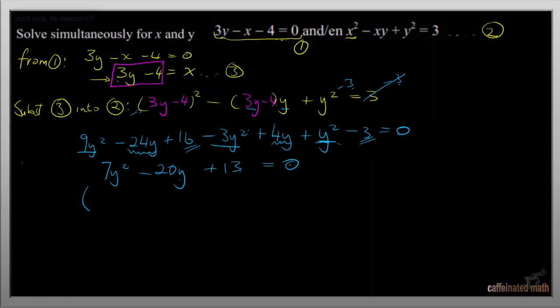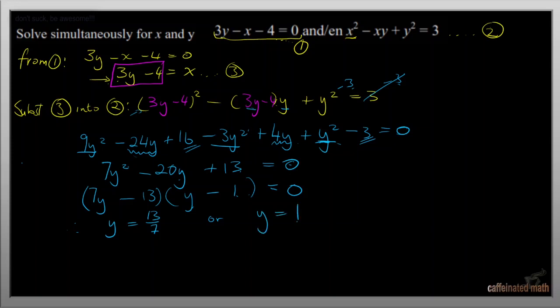So let's see if we can factor this. Well, that's going to be 7y minus 13, and then y minus 1. Let's double check that with our inside out. So that gives me minus 13, and that gives me minus 7, so that's minus 20. Okay, double check complete. Get back to our original blue. That's all equal to 0. And therefore, y over here is equal to 13 over 7, or y is equal to 1.